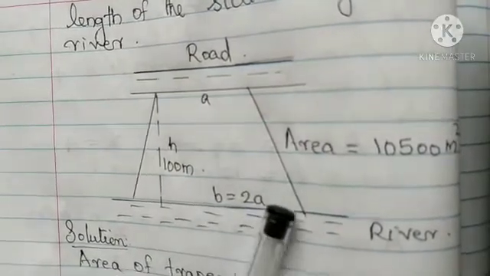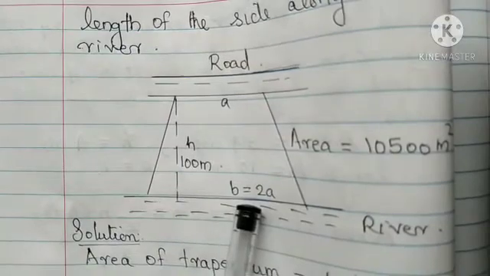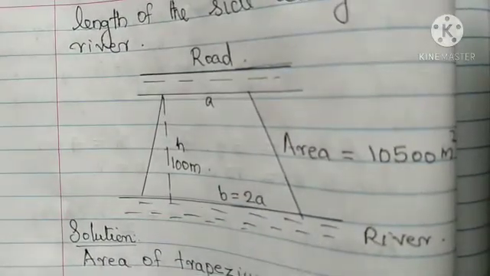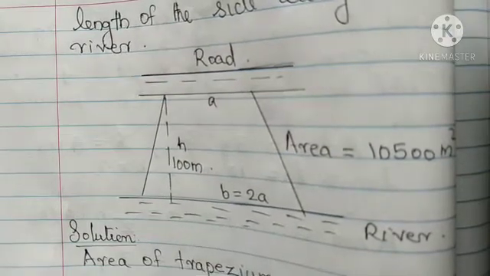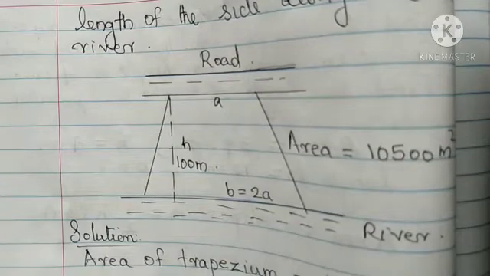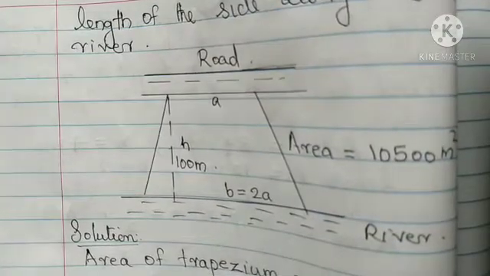So I have written one side as A, then the second side is 2A. Why? Twice the length along the road. The side along the river is twice the length along the road. So we can write A and 2A are the two parallel sides. Then we can calculate.